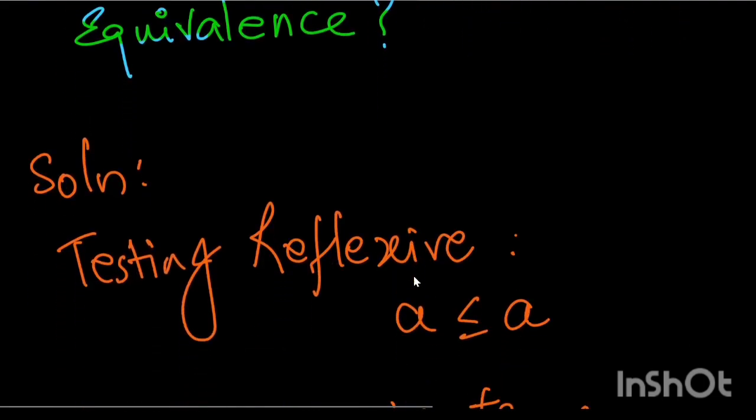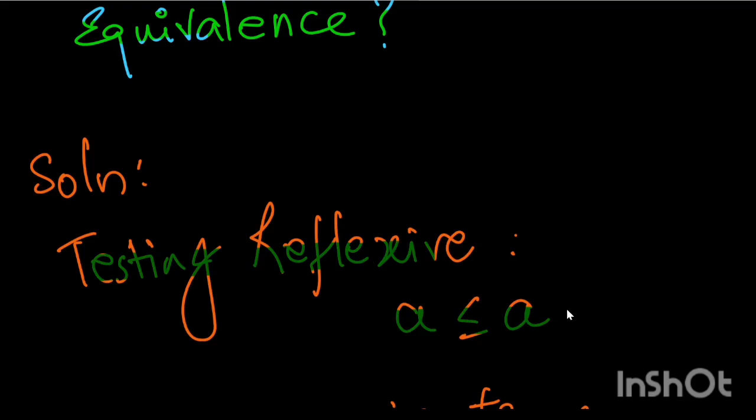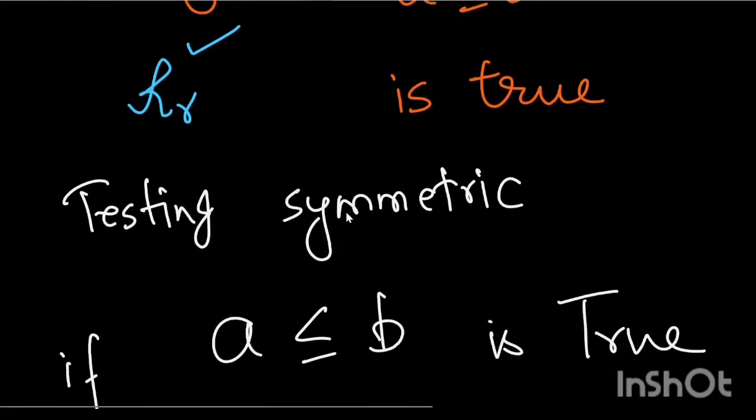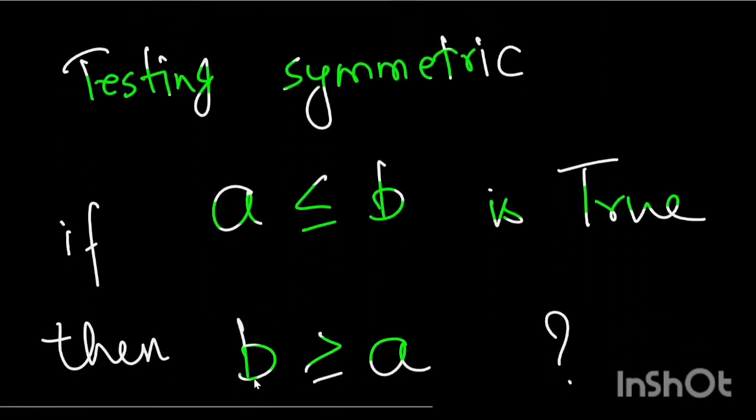Let's take this. We'll test for reflexive. So we will put b equal to a: a less than or equal to a would be true. So it is reflexive. So yes guys, the reflexive property passes. Now we will test for symmetric. So if a is less than or equal to b is true, what about b less than or equal to a, if we interchange a and b?